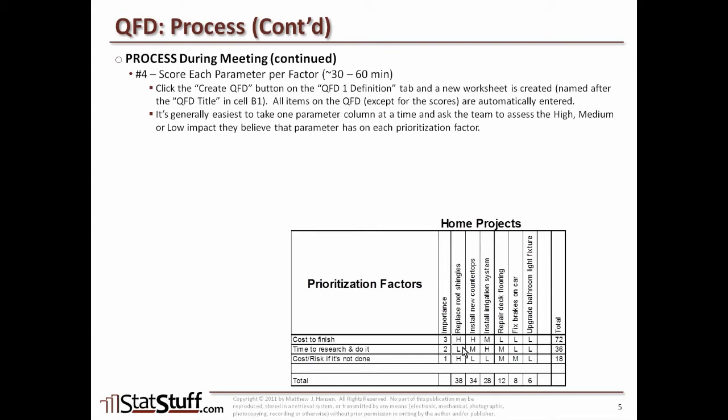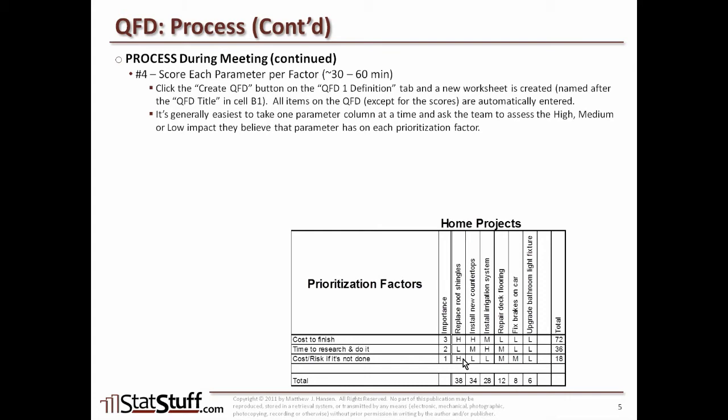Then we move to the next one, the time to research how to do it and to actually do it. Is that going to be a low impact, a medium impact, or a high impact? And then we move on to the last one, asking what's the cost or risk if we don't do it. If we skip this particular home project, if we don't get this replaced, then what's going to be the risk for not doing it? Well, it may cause additional damage to the roof, and if it rains and there are leaks, it's going to create a whole lot more damage inside, so maybe they might decide the risk is high. So they might identify this as an H.